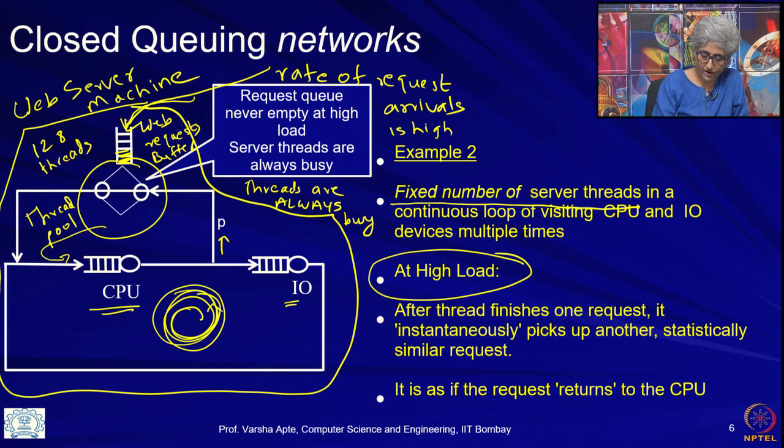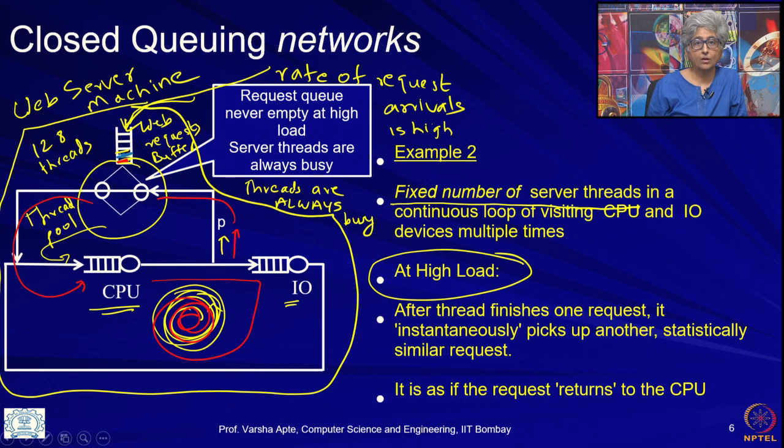There is a thread that picks up this request and immediately enters. The first thing a thread is always going to need is the CPU. So it will come to the CPU, it will go to the IO, and as usual it will circulate many times, and when it is done, there is going to be a next request sitting here, okay, and to pick up a request does not take much time. It will just pick up the next request because it is going to be waiting there, and it will again enter the system and do the same cycle of CPU IO and then exit here.